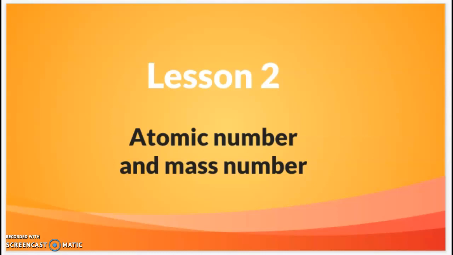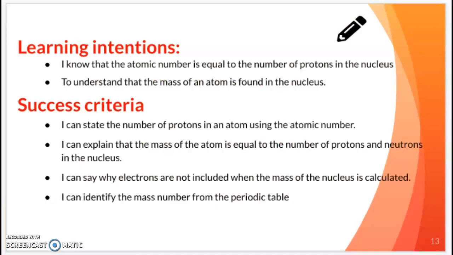Lesson 2, we focused on 2 things, the atomic and the mass number. So first of all, you just want to understand what those are. First of all, atomic number is equal to the number of protons in the nucleus, and the mass of an atom is found in the nucleus, which helps explain the mass number, which is the protons and the neutrons. So we're going to learn how we can actually work out different things with the given information.